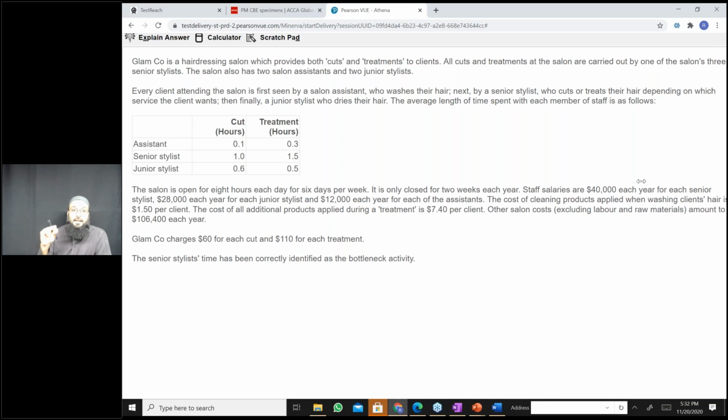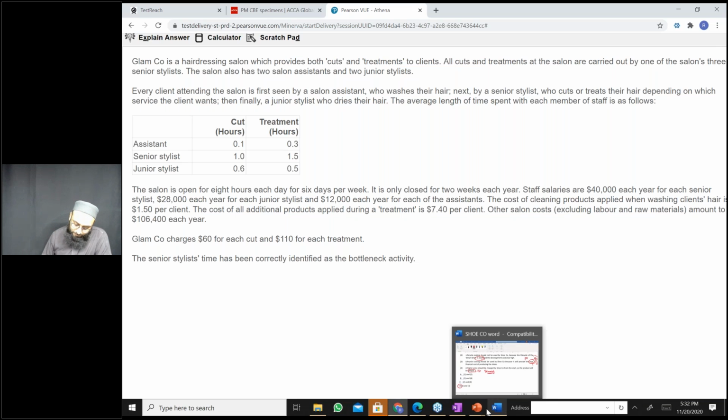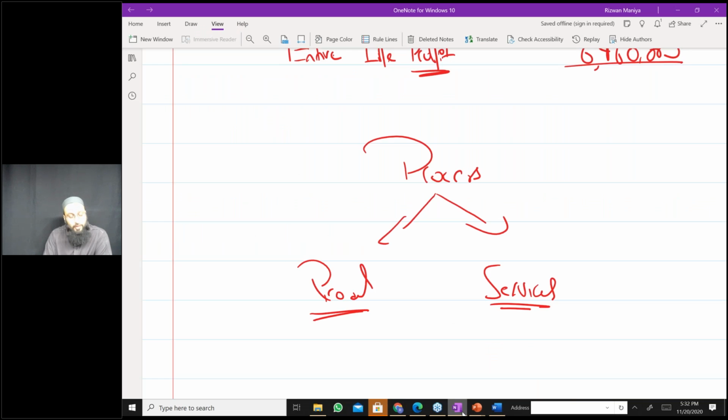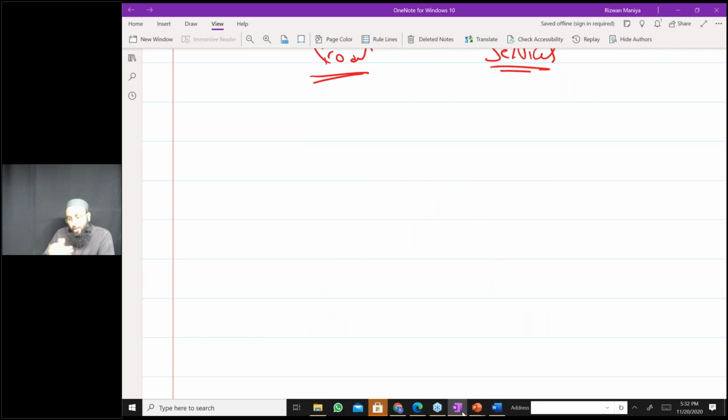Now, listen. Be with me, guys. As I mentioned earlier, always try to find out the process through which the product or service is passing. Now, the salon offers 2 types of services. One is cuts, and second is treatments. Whether you're coming to the salon for cuts or treatments, if you are able to find out this process in a question, you will not get stuck. This is my promise to you.